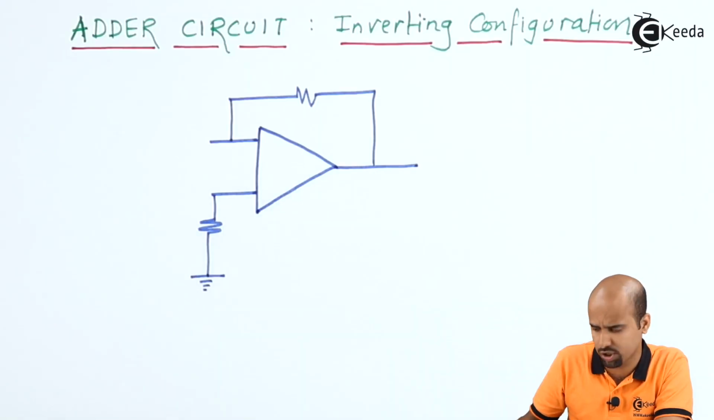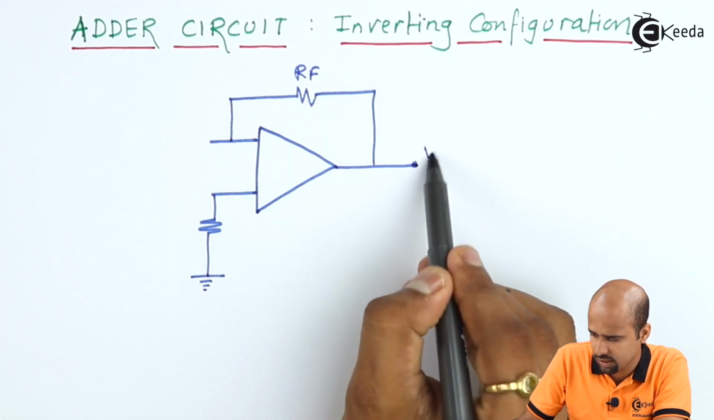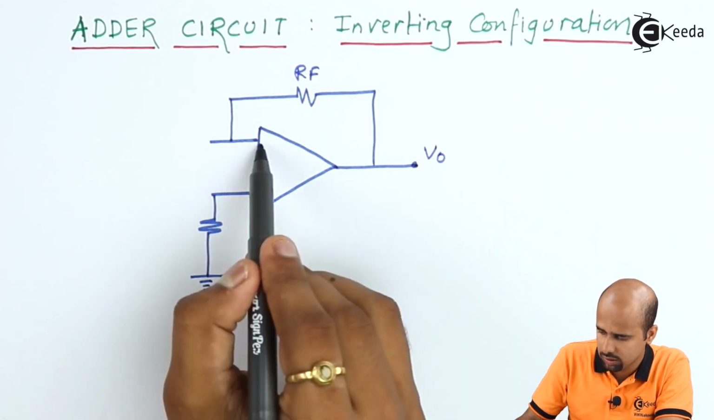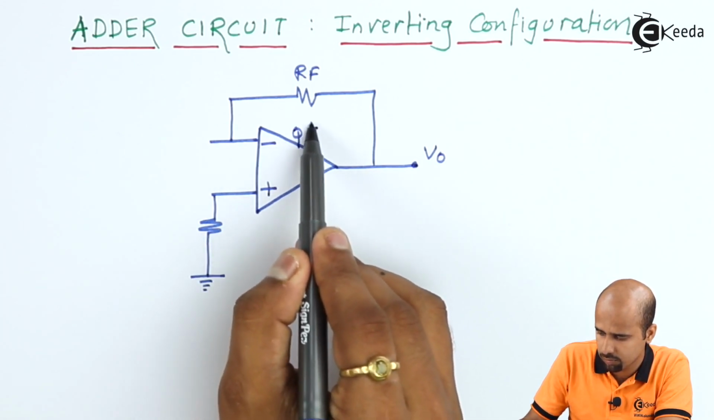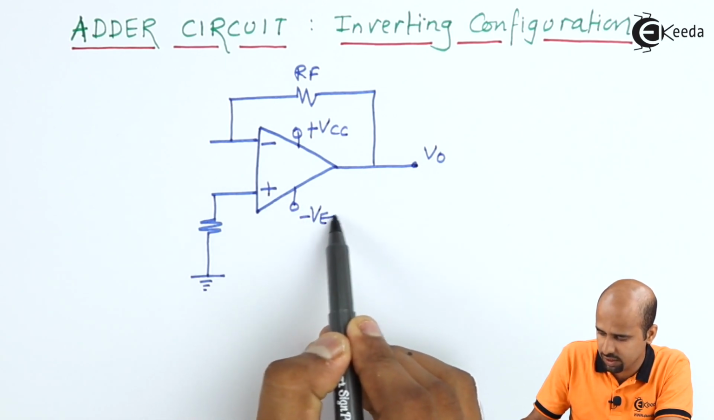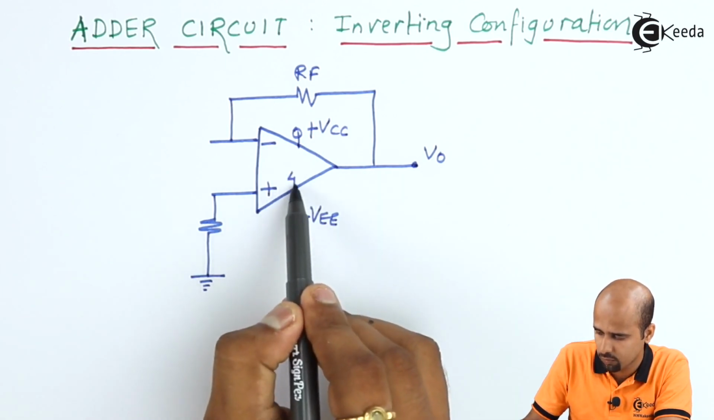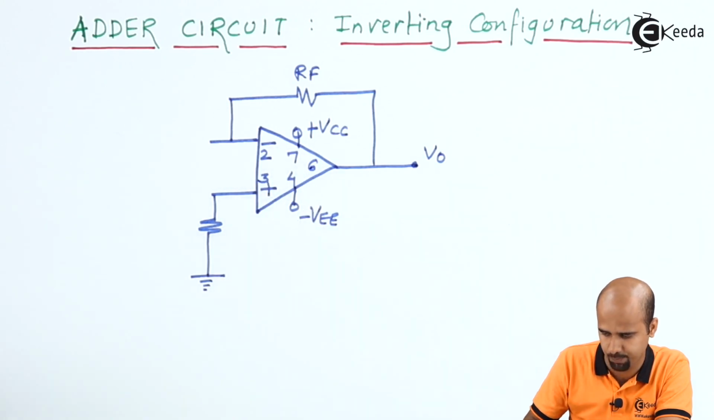This is the general structure of the inverting configuration of an operational amplifier, where this is RF, this is your output voltage, the inverting terminal, the non-inverting terminal, plus VCC on the 7th pin and minus VEE on the 4th pin. Pins 4, 7, 2, 3, 6.